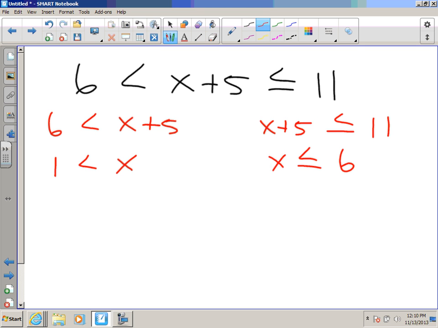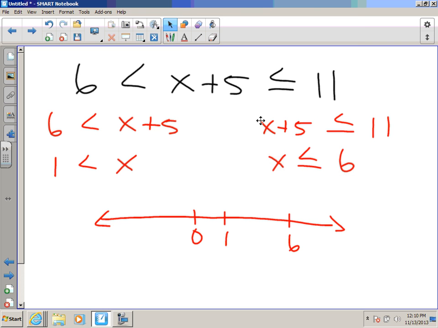So if we look at our graph, and in relationship to 0, I have a 1, and I have a 6. This graph here tells me that x is going to be greater than 1. So I know I'm going to shade this way. And over here, it says less than 6. So I'm going to shade that way, which is going to share what portion? In between that 1 and 6.